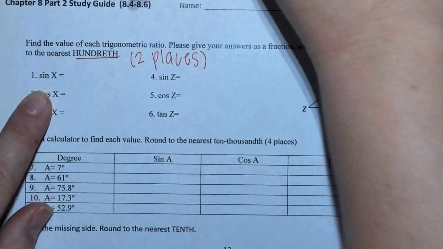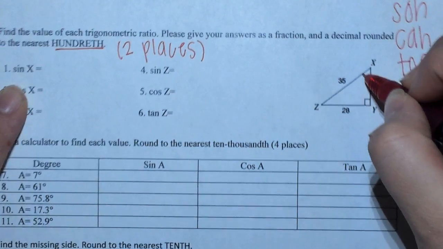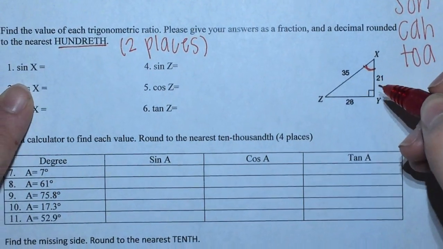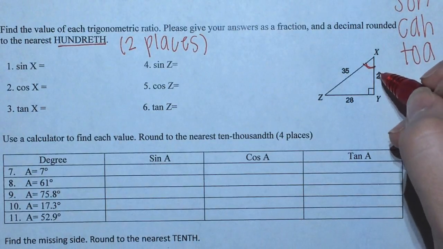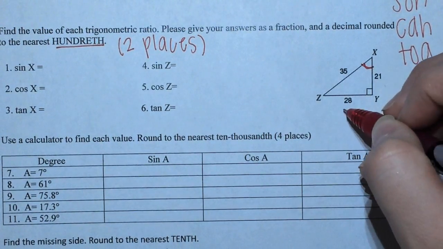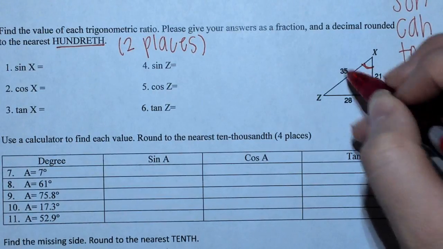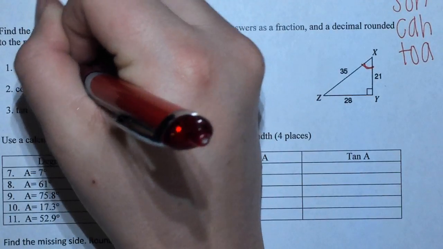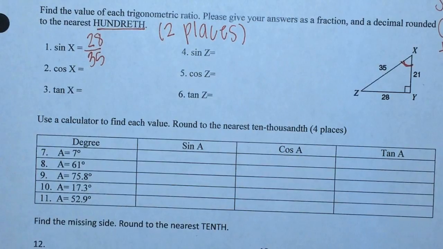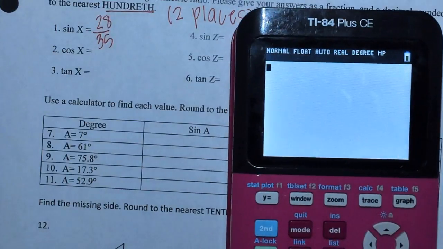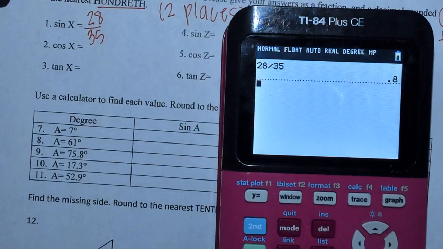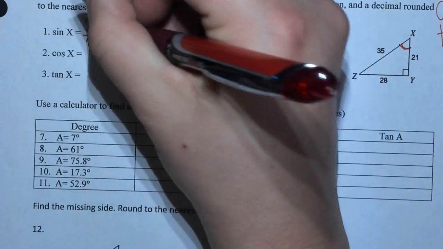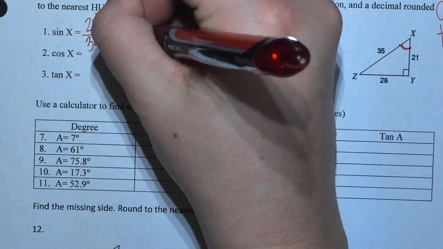Alright, so the first one is sine. Sine of x, so here's x. Now I need to find the ratio for plugging in sine. Well, x, this is your opposite. This is your hypotenuse. So my fraction is 28 over 35. And then what I mean by find a decimal, I mean plug that into your calculator. So 28 divided by 35. And that's your answer, 0.8. But if it doesn't go past 0.8, then I don't need to round.